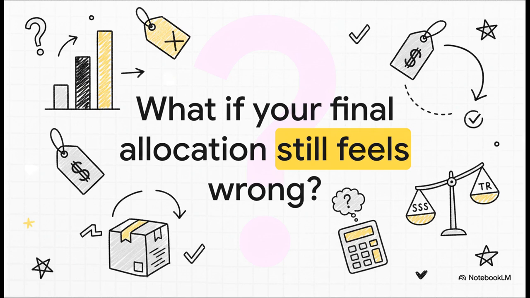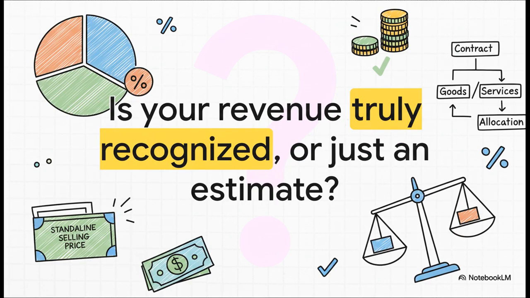Well, the standard basically has a common sense check. If your final allocation assigns, say, almost zero revenue to a brand new smartphone in a bundle, that's a pretty clear sign that something in your process is flawed and you need to go back and rethink it. And that really brings us to the final big picture question. Getting step 4 right is what separates properly recognized revenue from what's basically just a guess. It's all about making sure the story your financial statements tell is an accurate reflection of the value you delivered, promise by promise. Thanks for joining me on this deep dive.